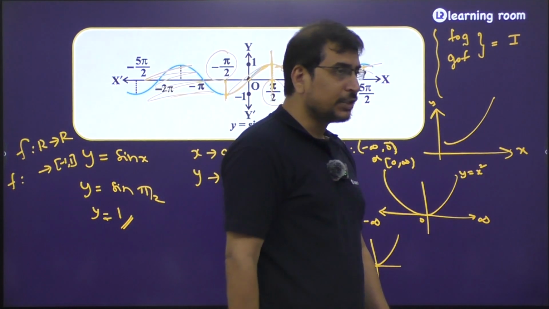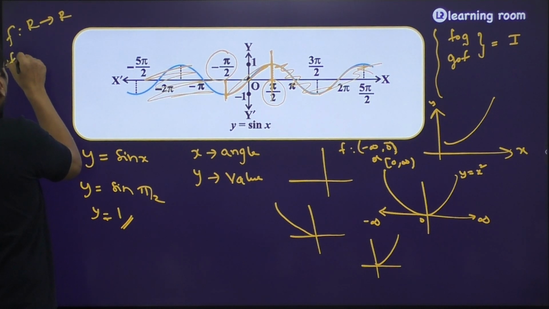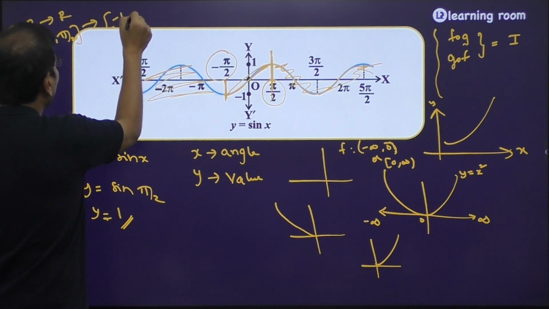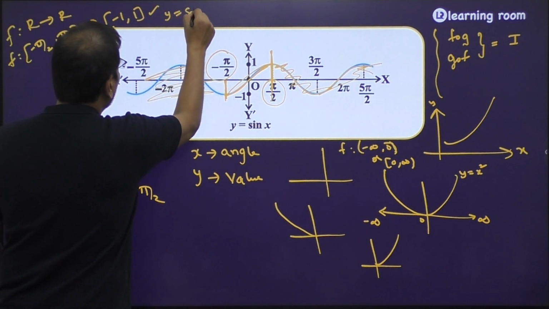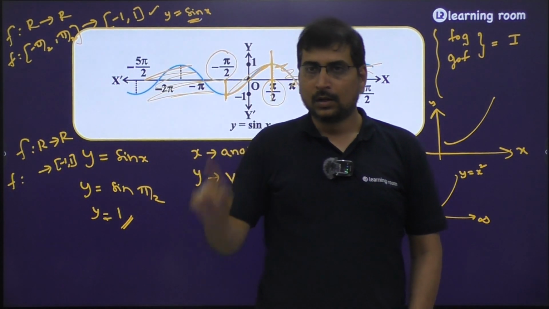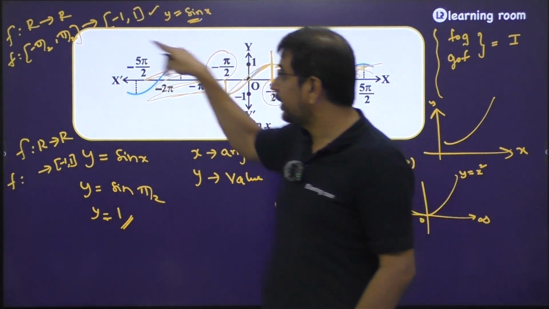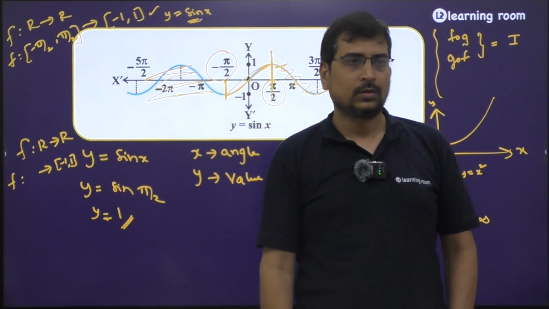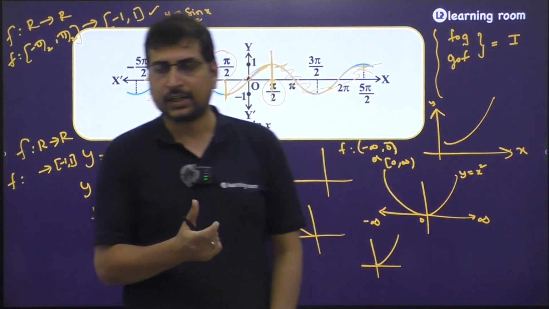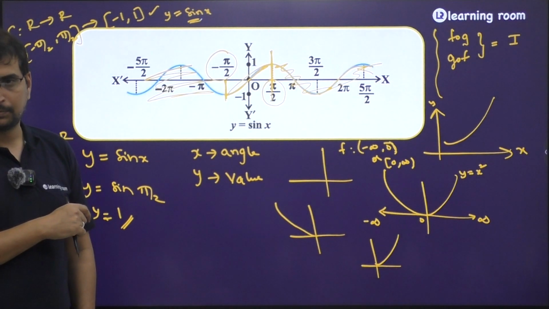If I create a restriction like this, meaning I change the function from R to R into minus pi by 2 to pi by 2 to minus 1 to 1, and I define y is equal to sin x, then what happens to this? It becomes both 1-1 and onto. Hence, the inverse will exist for sin x only under this scenario. Am I clear with this? This is what we call restricted domain and range. Did you understand why we are creating the restriction?